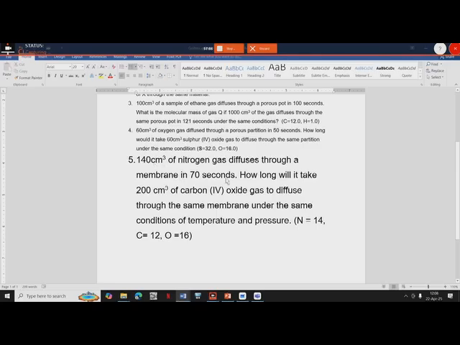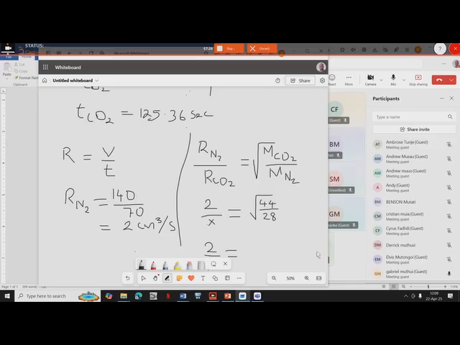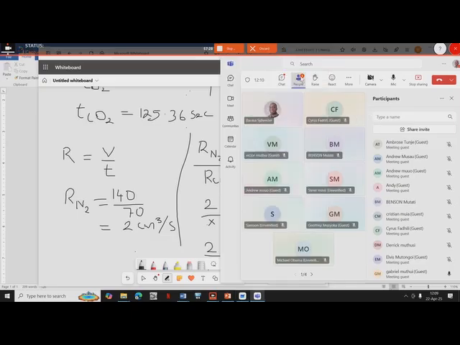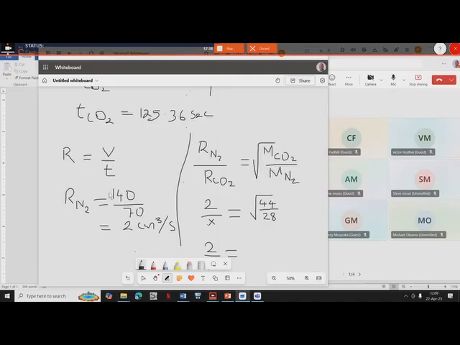So I said that for this question, we can also use the second method where you begin by getting the rate of diffusion of the gas whose volume and time you are given. So we are not converting this to 200. We are using it the way it is. So 140 and 70 will give us the rate of diffusion. So rate is given by this formula here, the one I've written there.